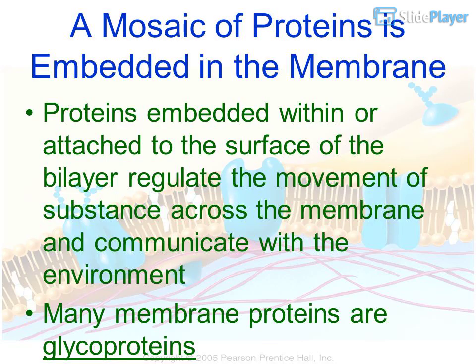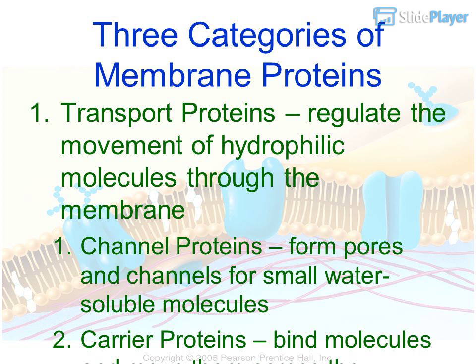A mosaic of proteins is embedded in the membrane. Proteins embedded within or attached to the surface of the bilayer regulate the movement of substances across the membrane and communicate with the environment. Many membrane proteins are glycoproteins. There are three categories of membrane proteins.